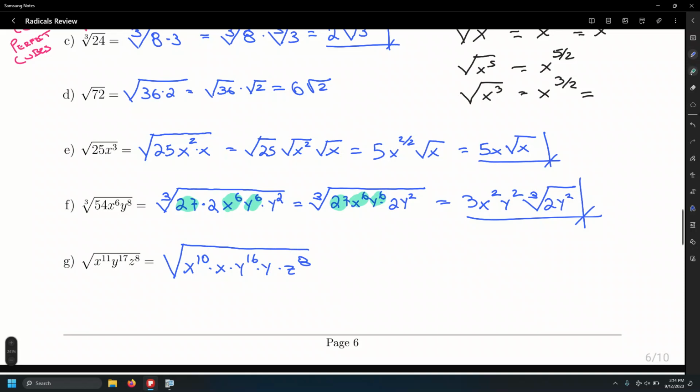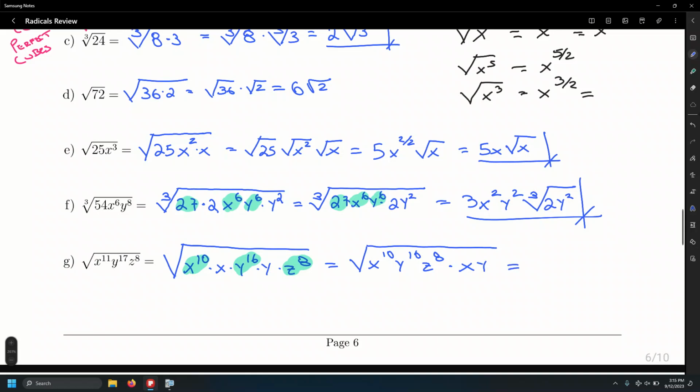All right? I'm going to highlight all the perfect squares. That is all the variables whose actual powers are divisible by the index 2, and keep everything inside. That is the square root. Okay, let me put them together first. x to the 10th, y to the 16, and z to the 8 times xy, which is the remaining factors that are not perfect squares.